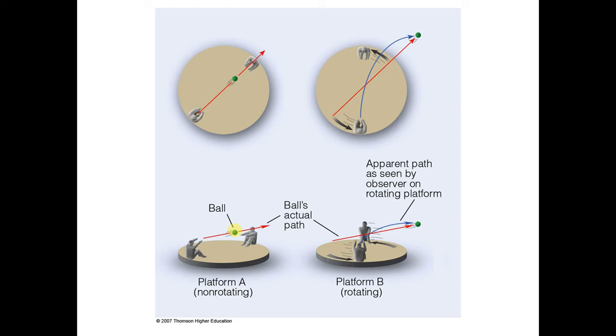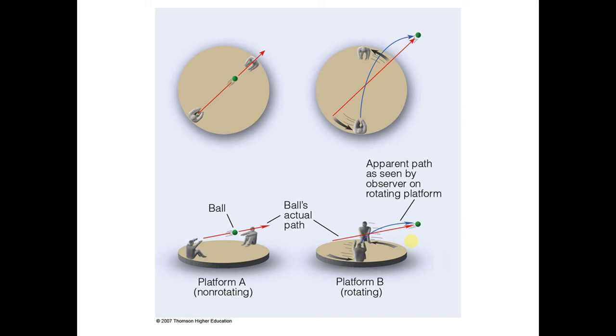But on a rotating platform B, in this case rotating counterclockwise from the perspective of above, the ball continues to move in a straight line from the perspective of someone not on the rotating merry-go-round. But from an observer on the rotating merry-go-round, spinning with it, it appears to be deflected to the right of its intended path.